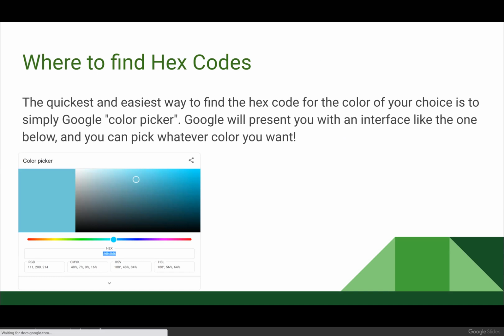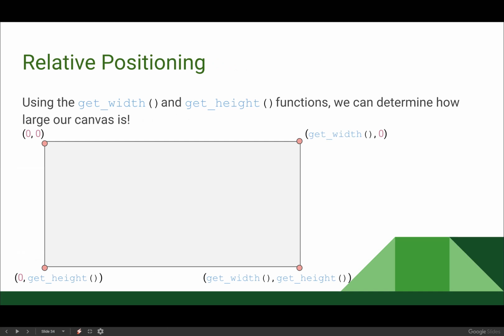All right. So we can use the get width and get height functions to determine how big our canvas is. So this top left corner is at 0, 0. Our right side, the X value is at our get width value, however many pixels that is. And our bottom is at the get height value of pixels, however many pixels that is. So this corner is going to be our get width, comma, get height, corner, and etc.